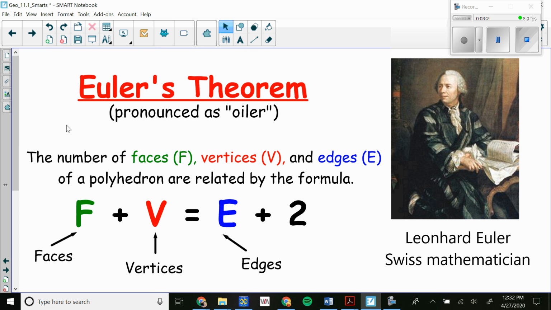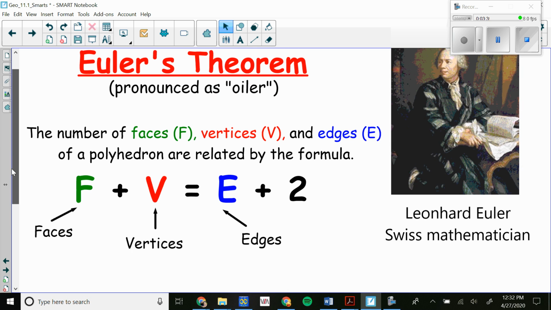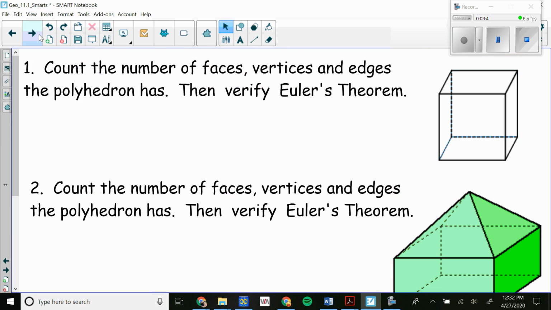Okay, this guy's name is Euler. It looks like Euler, but it's actually pronounced Euler. He has a theorem that says the number of faces plus the number of vertices equals the number of edges plus 2. All right, faces plus vertices equals edges plus 2. Let's see if it works.